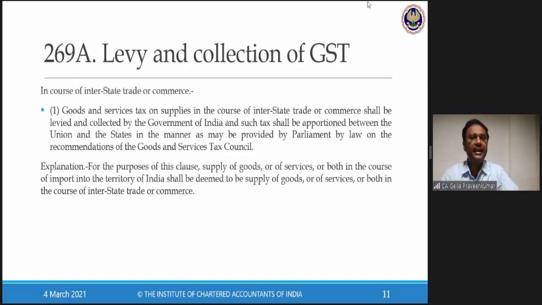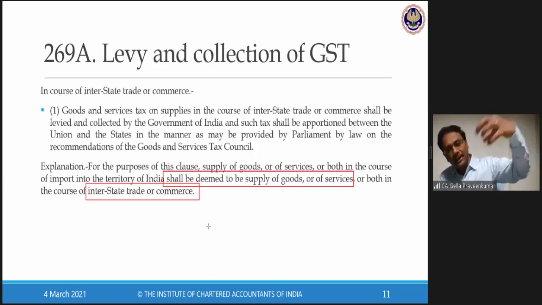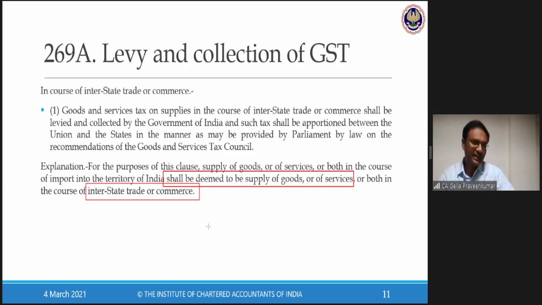Now they say when we talk about supply in the course of interstate trade or commerce, that shall be a deeming fiction that that particular supply shall be deemed to be an interstate trade or commerce. They say no argument. The moment there is a supply into India, export out of India. For the purpose of this clause, supply of goods and services or both in the course of import into the territory of India shall be deemed to be a supply of goods or services interstate. So they say it is not intrastate, it is an interstate supply. It is not SGST, CGST, it is IGST supply. That is what they have clarified in this particular definition.